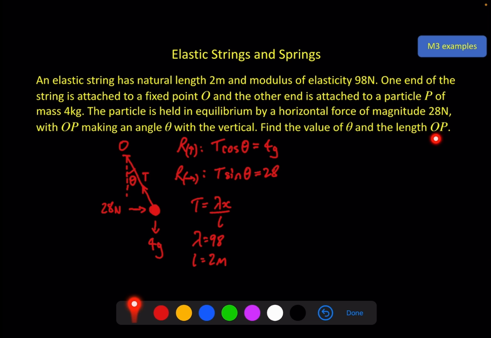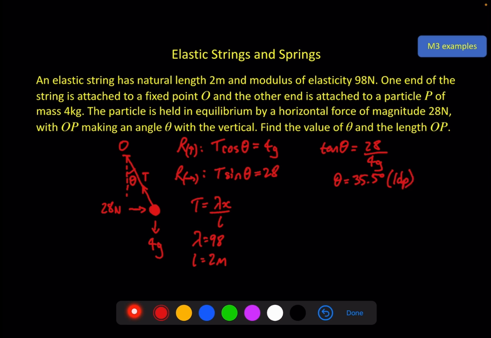So if we want the length OP, we're going to need the extension on top of the natural length. To find the extension, we're going to need tension, but here we've got two simultaneous equations, so we can solve for theta and T from these two without any problem. Dividing the bottom one by the top one, we get tan theta is equal to 28 over 4g. Using g is equal to 9.8, we get theta is equal to 35.5 degrees to one decimal place.